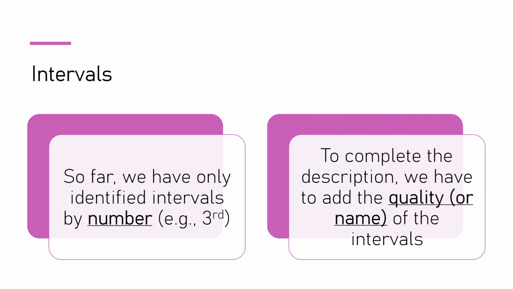But that's not a complete picture, because to get a complete description, we need to add the quality of the interval, the name of the interval, to the number. So not only the number now, we also add the quality or the name of the interval. So that's very important.